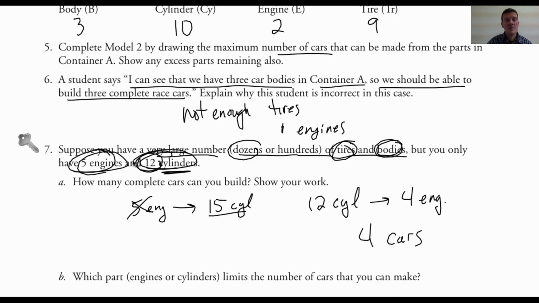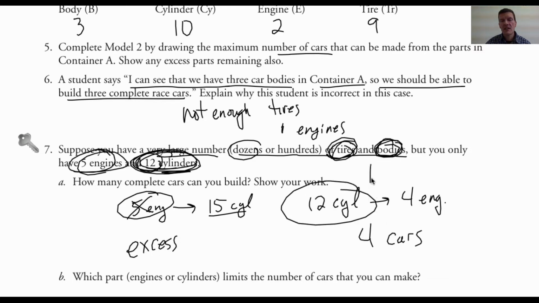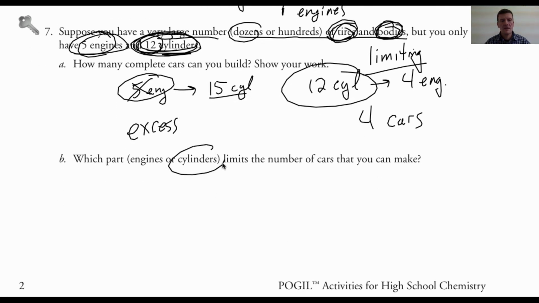Do you see that the number of cylinders is the one that limits the number of cars I can make? That is my limiting part. Everything else is in excess. I got plenty of tires, bodies. I even have enough engines. I got 1 more engine than I need. All of those are in excess, but it is the number of cylinders that is limiting my production. Okay?